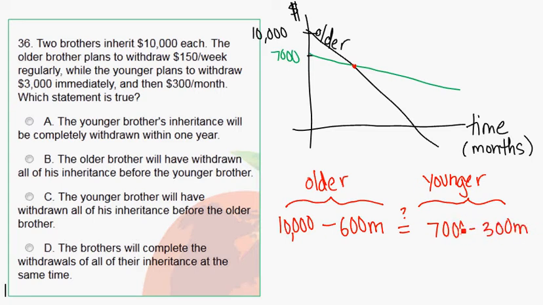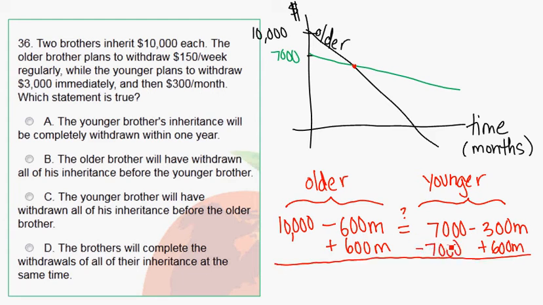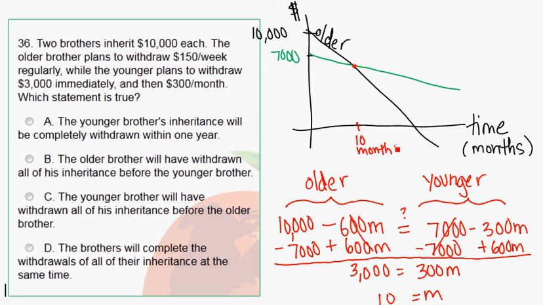So this is now a simple linear equation where we have the variables on both sides. So we want to combine all the terms with the m on one side and all the constants on the other. So I'm going to add 600m to both sides, and I'm going to subtract 7,000 over. You might want to do this in 2 different steps, but for space reasons I'm going to do it in one. So we get 3,000 equals 300m. We divide both sides by 300, we get m equals 10. So this is telling us that these two brothers have pulled out the same amount of money after 10 months' time. So now let's see which of these choices we can choose to be correct.